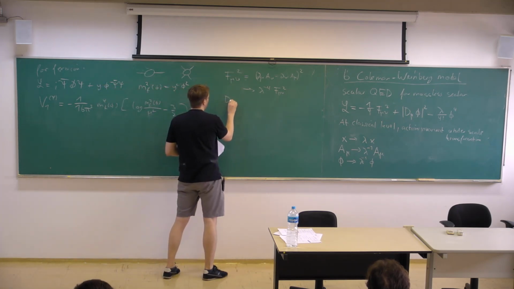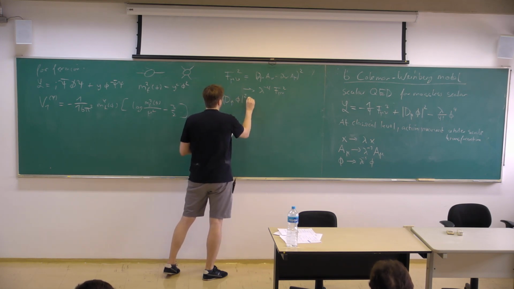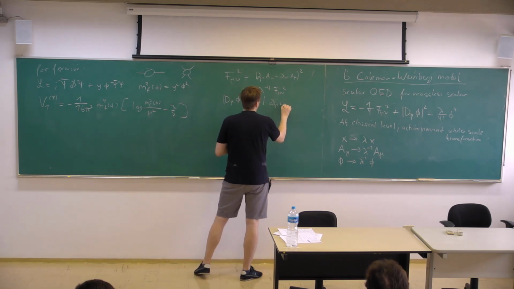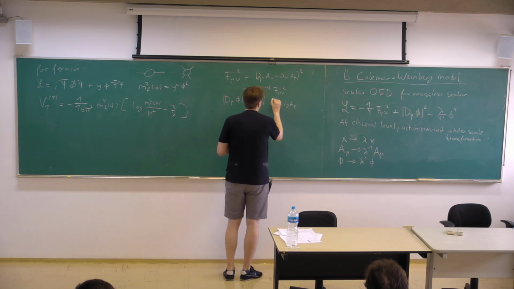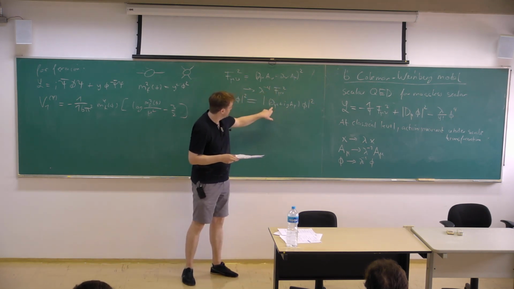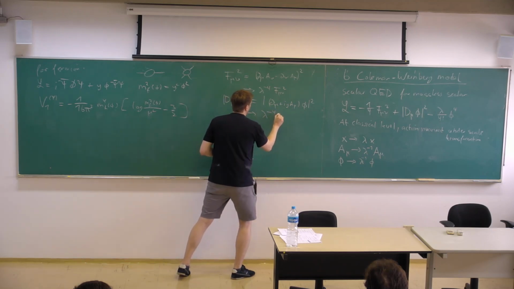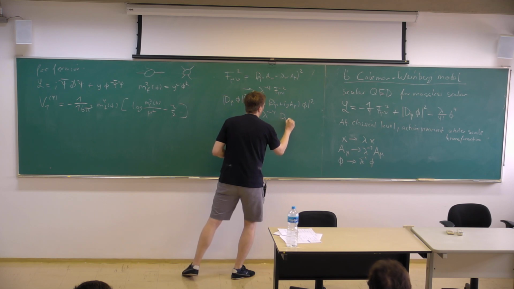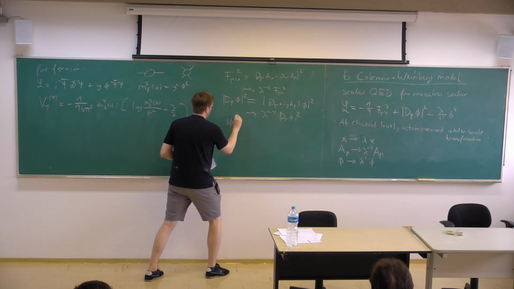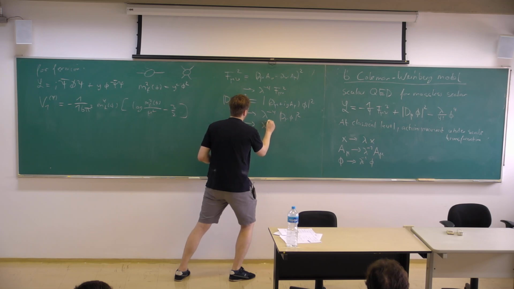Same for the kinetic term. So the covariant derivative of phi squared: again, this gets like 1 over lambda, this gets like 1 over lambda, and this gets like 1 over lambda squared, so this gets like lambda to the 4th. And the final thing is, in the potential, we have this quartic term, and it gets again like this.